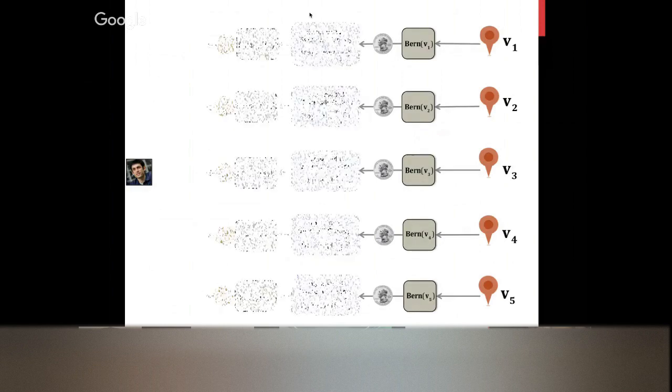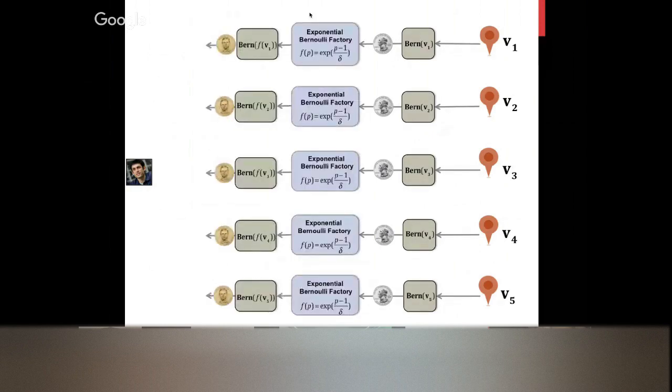And this is essentially what I'm doing. So I have my coins, v1 through vn. For each coin, I do the exponential Bernoulli factory for the function e to the power (p minus 1) divided by delta. And you will see why this function is interesting. And then you do the Bernoulli race across these exponential coins.